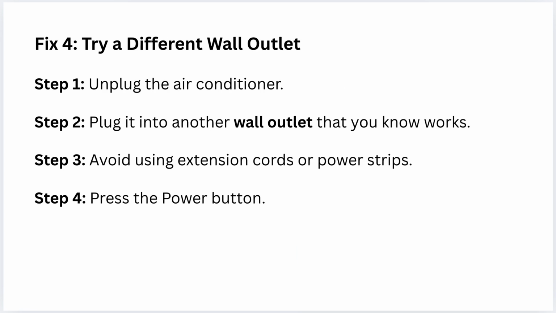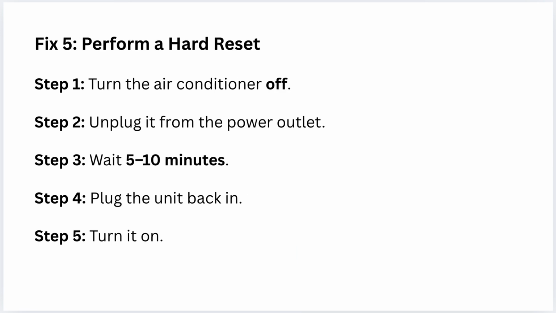Fourth one is try a different wall outlet. Unplug the air conditioner, then plug into a wall outlet that you know works. Avoid using extension cords or power strips. Press the power button. Fifth one is perform a power hard reset.